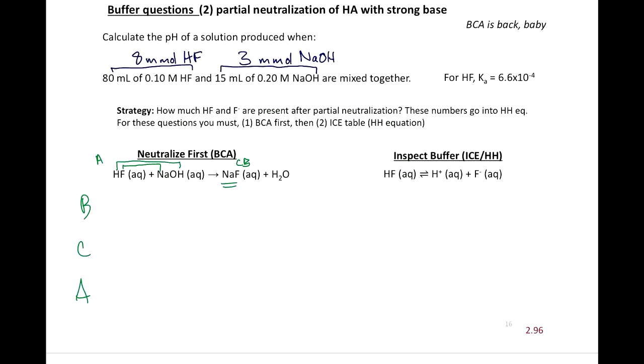So the idea is I'm neutralizing this. So I put my numbers down that we just got earlier from the millimole amounts. So there is 8 millimoles of HF, and there is 3 millimoles of sodium hydroxide. So let's recall BCA tables. They need to be in the unit of moles, or millimoles, whatever. ICE tables, they're in the unit of molarity.